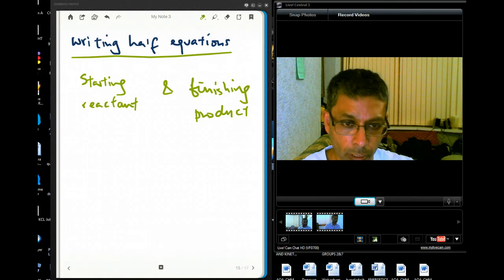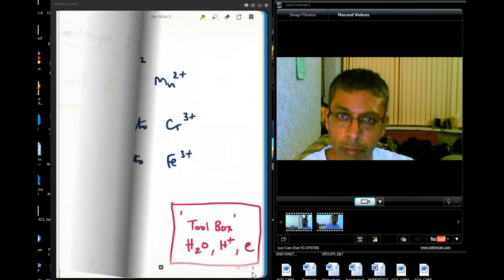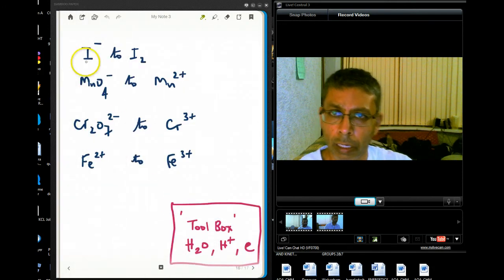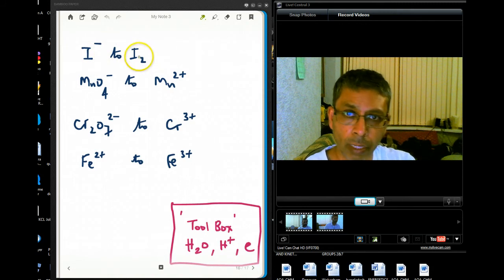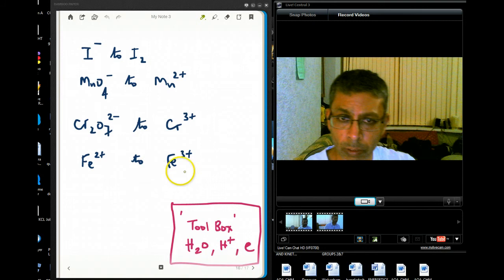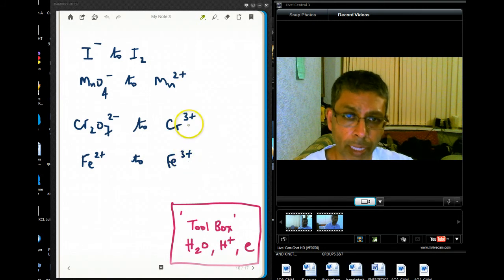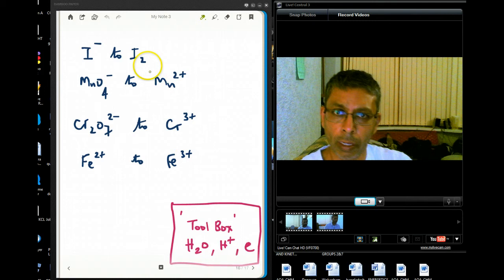So let's have a look at a couple of examples, right? For example, iodide to iodine, and you're asked to write the half equation for that. Manganate to manganese 2+, dichromate to chromium 3+, iron 2+ to iron 3+. Okay, I'm going to do a couple of these and then I'm going to ask you to do a couple yourself. So let's do the first two.